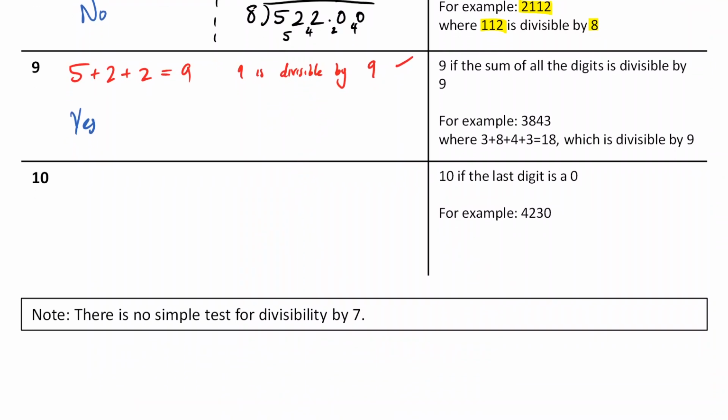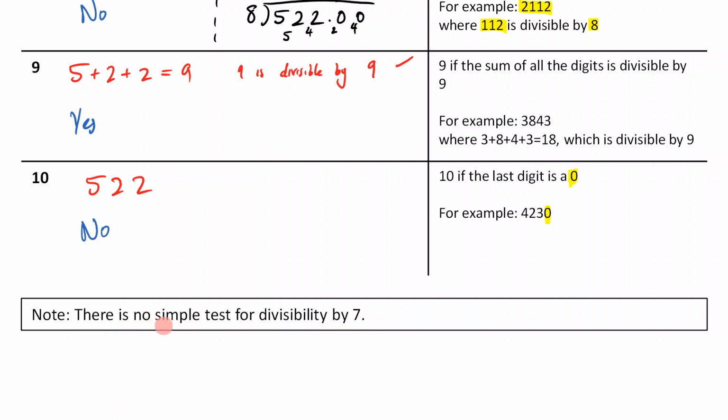It's the divisibility test for 10. And it's basically if it ends in 0. So if the number ends in 0, you know it's going to be divisible by 10. That's one you probably already knew. So if I have 522, that doesn't end in 0. So the answer is no.